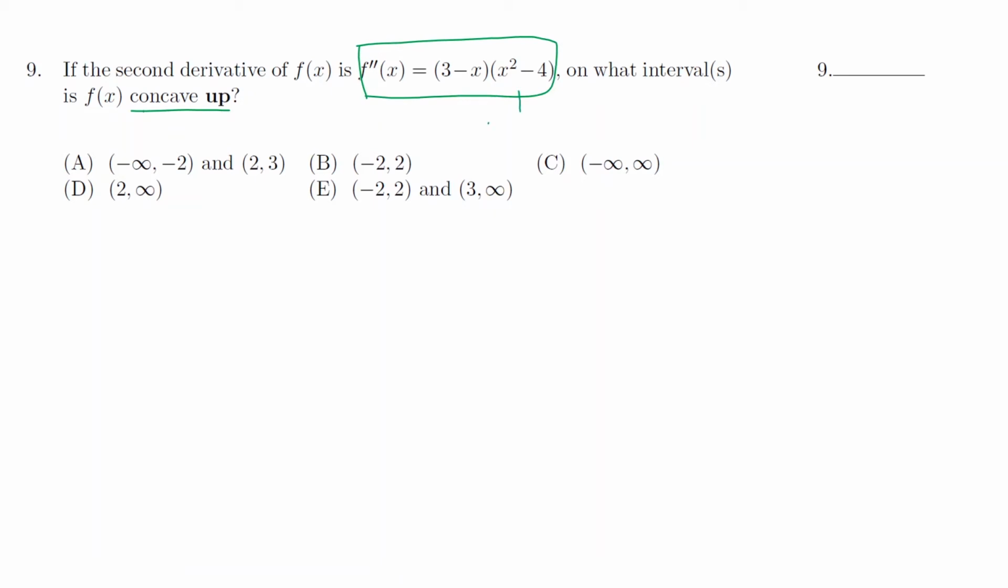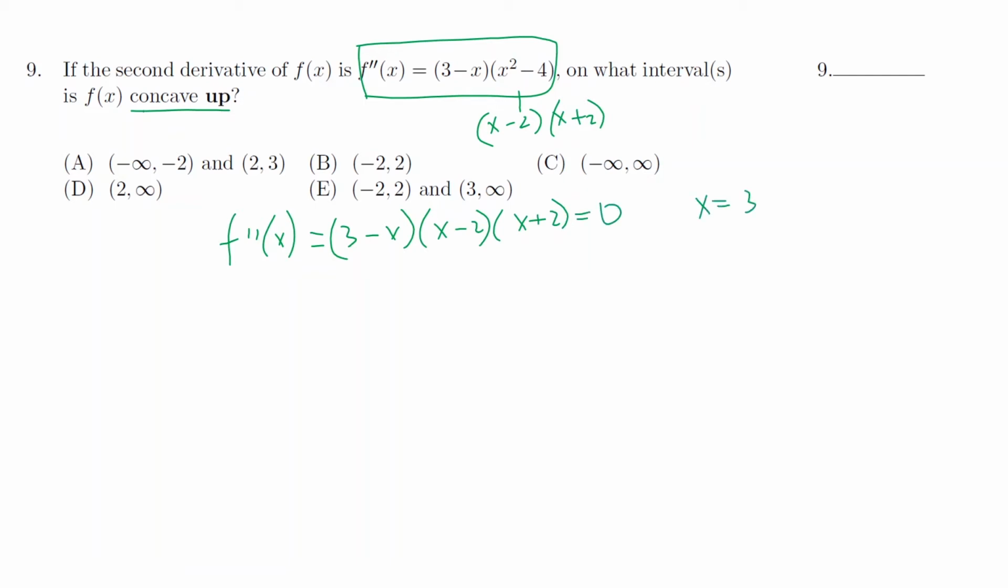So x squared minus 4 is equal to x minus 2 times x plus 2. This is a difference of squares. So f double prime of x equals 3 minus x times x minus 2 times x plus 2. Therefore, the inflection points, if you set this to 0, are x equals 0, x equals 3, x equals 2, and x equals negative 2. Number line, negative 2 right here, 2 right here, and 3.